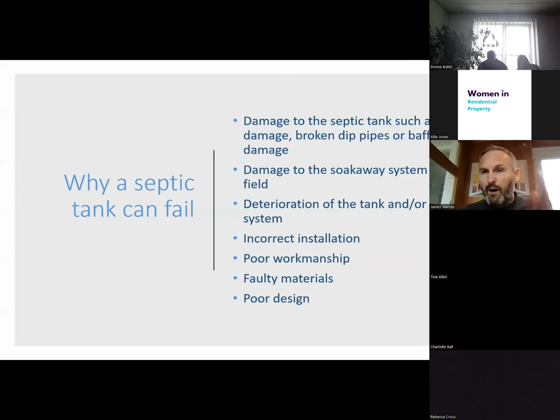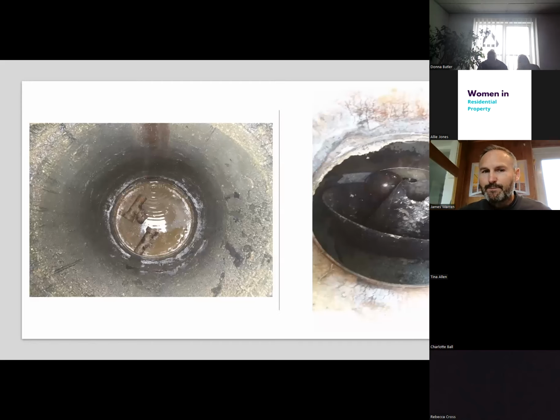The reasons why it fails. I never do death by PowerPoint. They could be put in wrong, they could be damaged, they could be external pressures. I'm going to go into a couple of examples.